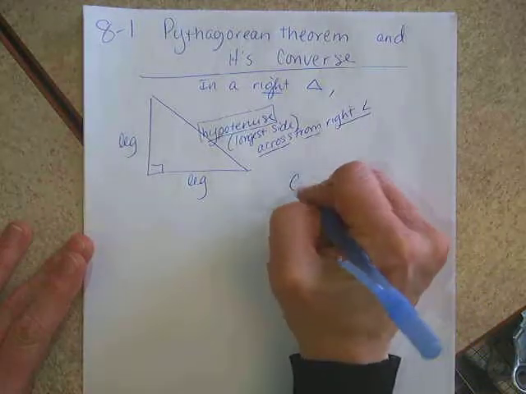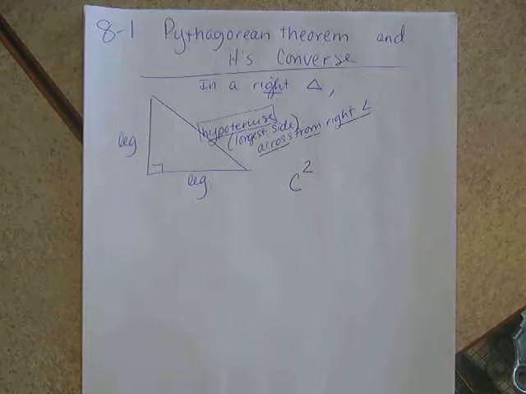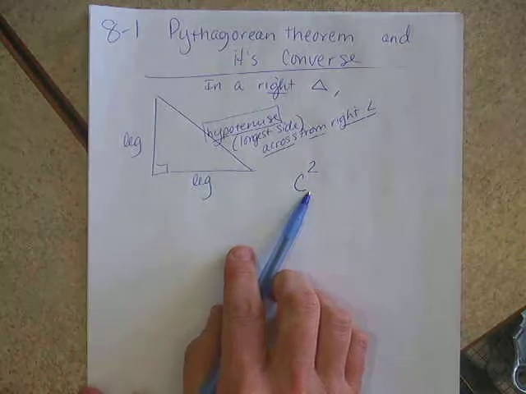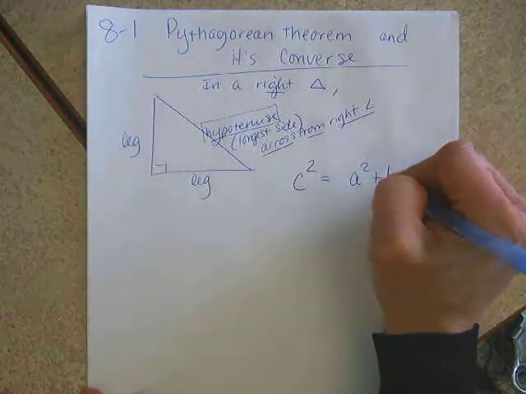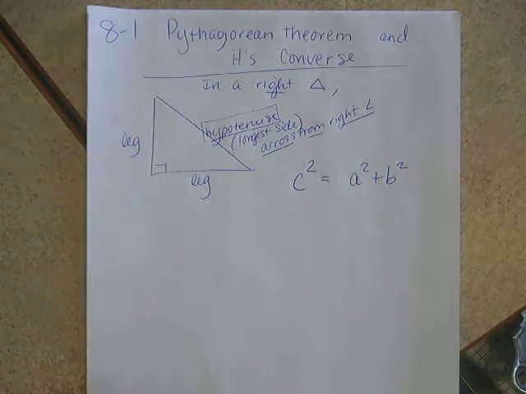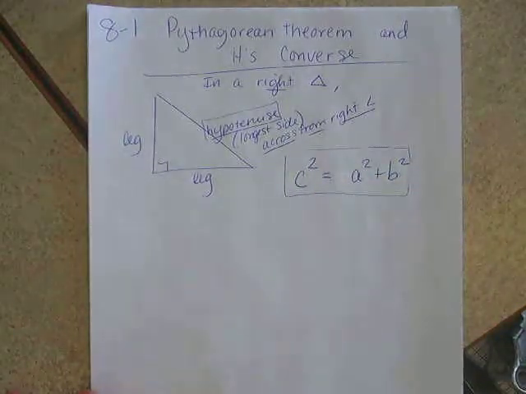Now, the theorem itself says, you're going to see it a squared plus b squared equals c squared, but everything else we're going to use it for is going to be more usable if you put c squared first. So c squared is the sum of the squares of the other two sides. Okay.